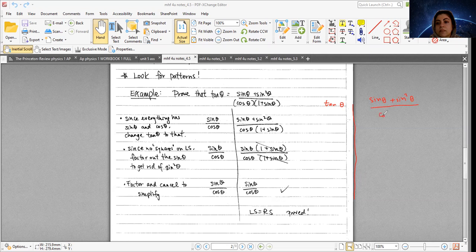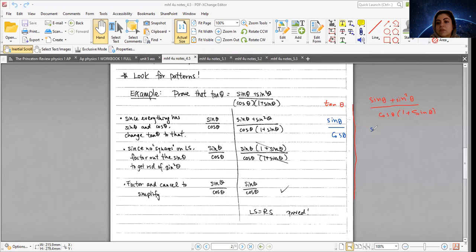Divided by cosine theta times 1 plus sine theta. So whenever you see secant, cosecant, tan, cotangent, you need to write it down in sine and cosine, because the other side is in sine and cosine, right? So tan theta, you know, is sine over cosine. Now I need to simplify the other side. You cannot simplify this one more. This one, from the numerator, I can factor sine theta, right?